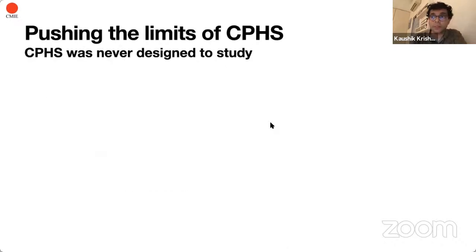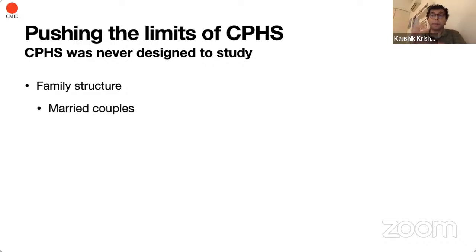Okay? So the first thing I want to say is that CPHS was never designed to study some issues. So for example, it was never designed to study family structure. It's not a family survey, it's a household survey, which happens to capture some relational information about family structure in households where there are family members living together. So you as a researcher might be interested in studying married couples, which requires you to identify married couples. You might be interested in identifying children and their parents.